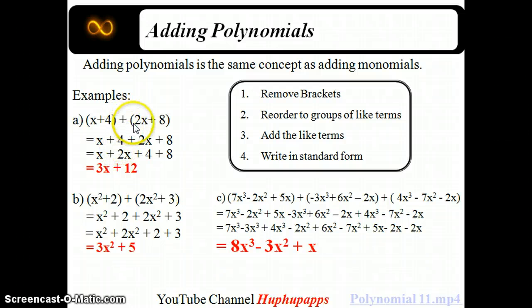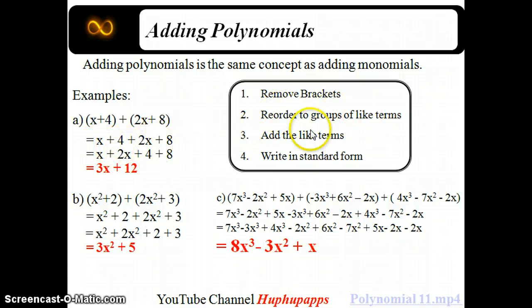We have a plus and a positive 2, which is a positive 2x, and a positive and a positive is a positive 8. This doesn't really apply too much for addition, but it does come into effect when we do subtraction. So we always do the same procedures: learn them once properly, and we don't have to worry about what type of question it is. If we always do it the same, this is a lot easier. So now we got rid of the brackets.